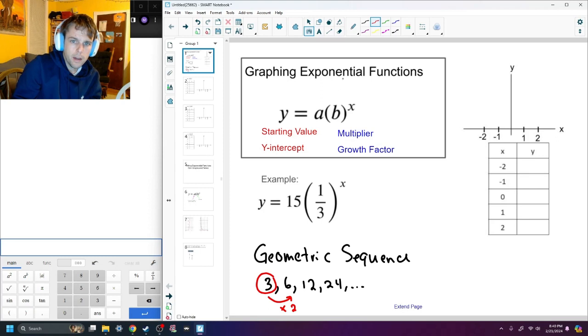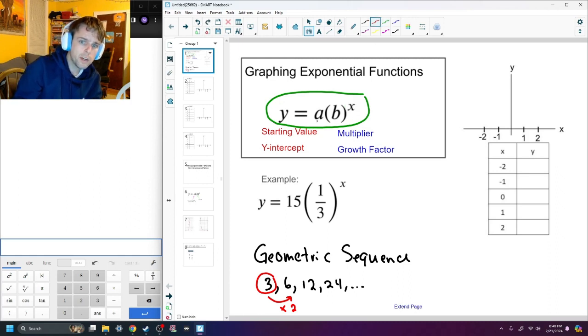Well, our exponential functions are going to be very similar to that. So here we have kind of the general form that our exponential functions are going to take. Y equals a times b to the x. We call it an exponential function because x there, our variable x, is an exponent. Again, that's why we call it an exponential function.